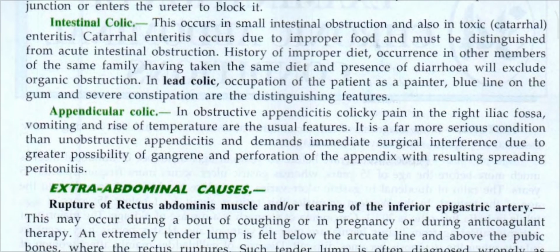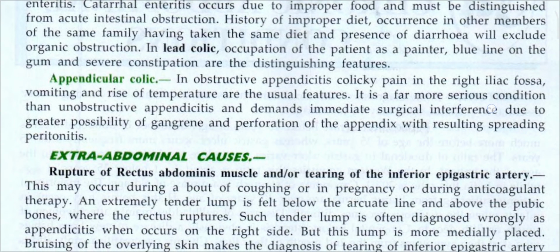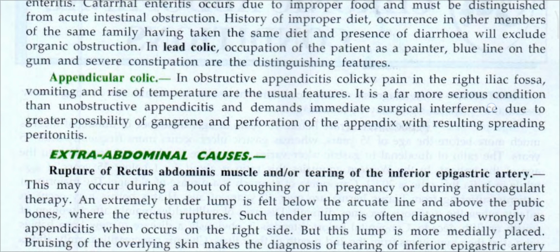Intestinal colics. This occurs in small intestinal obstruction, and also in toxic gastroenteritis. Gastroenteritis occurs due to improper food and must be distinguished from acute intestinal obstruction. History of improper diet, occurrence in other members of the same family having taken the same diet, and the presence of diarrhea will exclude organic obstruction. In lead colic, the occupation of the patient is as a painter. Blue line on the gum and severe constipation are the distinguishing features.